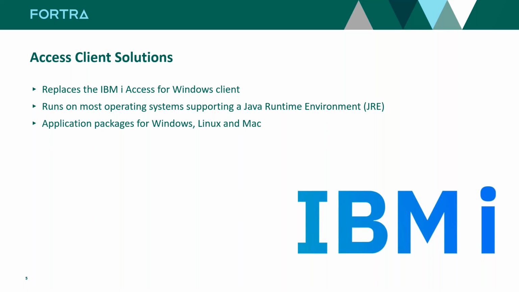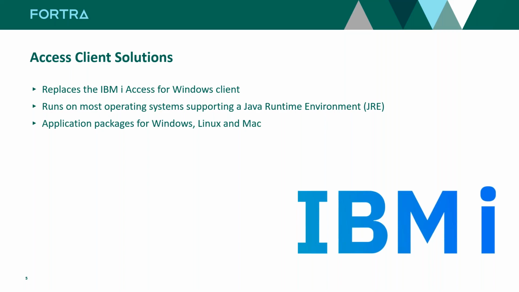Access Client Solutions replaces the old IBM Access for Windows client, which was very much a Windows-based application, whereas ACS is Java-based, and it runs on most any platform that supports Java. And one of the things we'll talk about today that we haven't previously is the application packages for Windows, Linux, and Mac. We're going to focus on Windows, but there are native application packages for Linux and Mac as well.